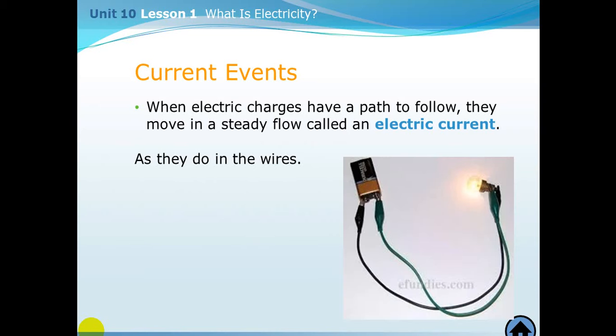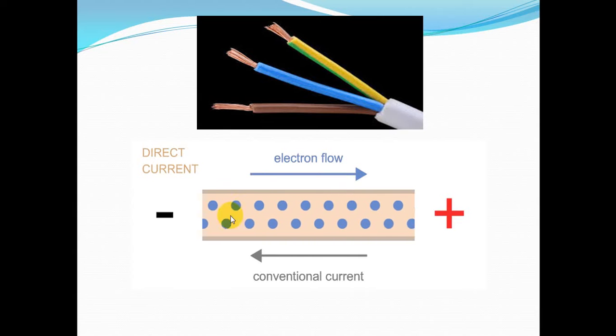When the electric charges have a path to follow, they move in a steady flow called an electric current, as they do in the wires. In the wires, the electric charges flow, so they have a path to follow and can move in a steady flow. This moving in a steady flow is called electric current. Look at this picture here.